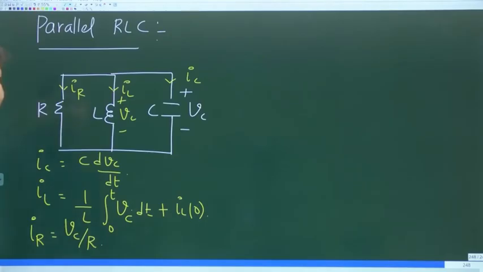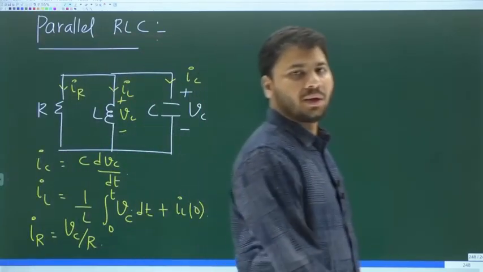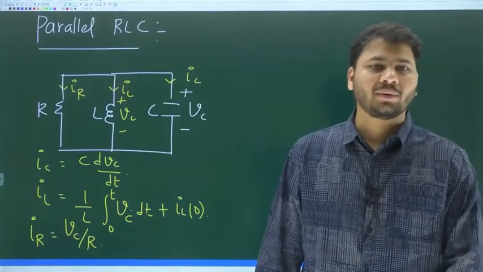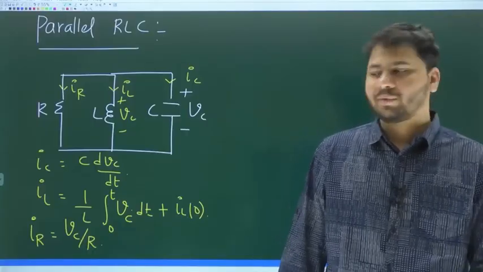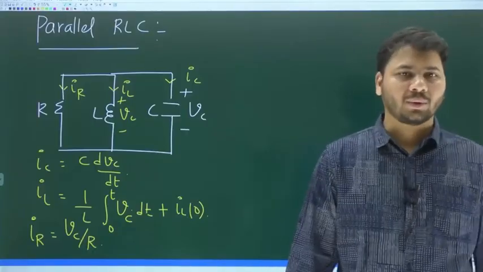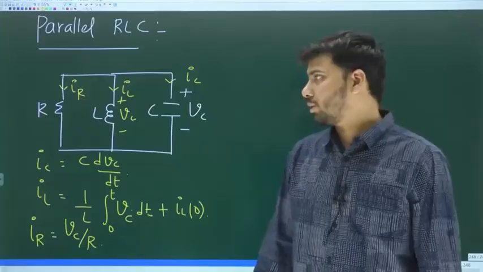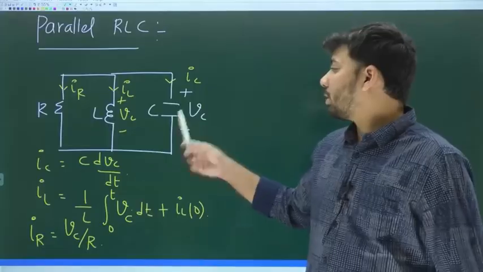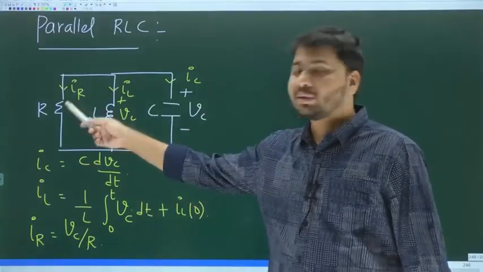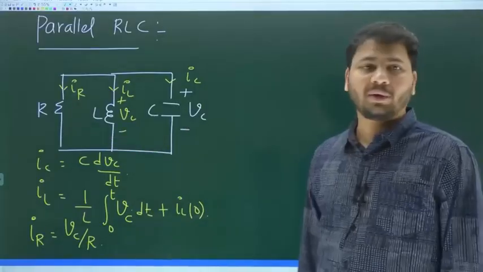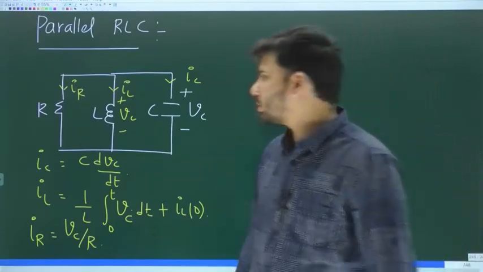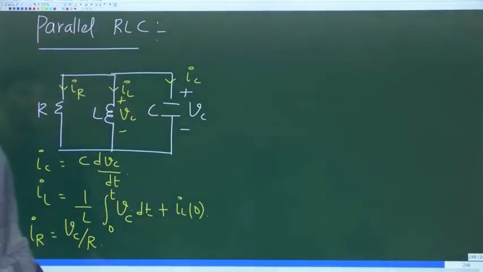Vc divided by R. So IC is what? C dVc by dt. IL is what? 1 by L integral Vc dt plus some constant of integration, which can be the initial current through the inductor, that is IL of 0. And the current through the resistor is what? Vc by R. Now what is the relation between the three currents?